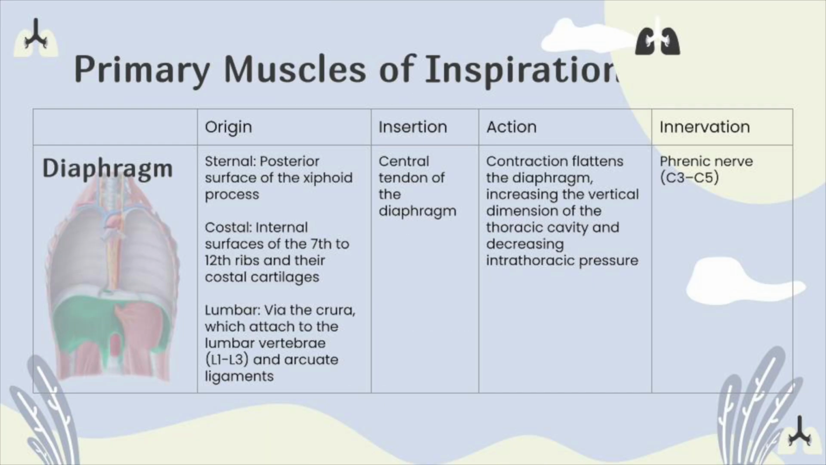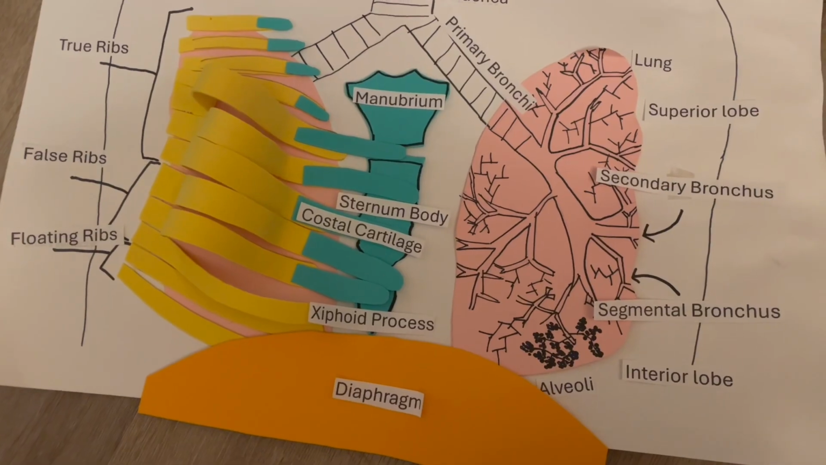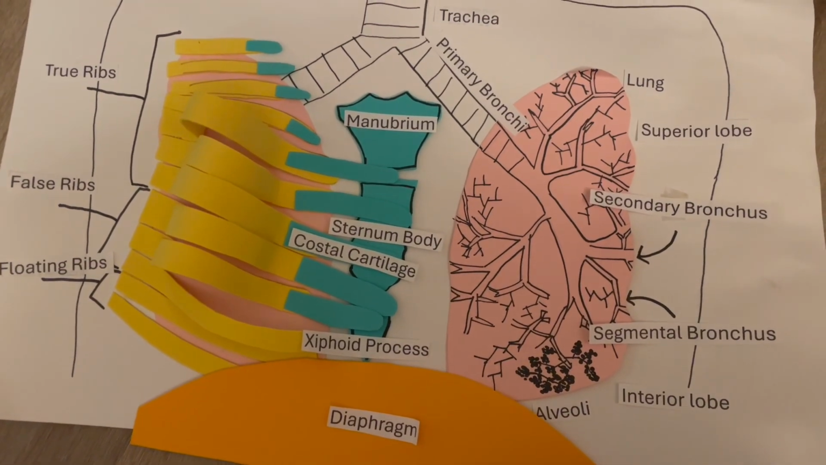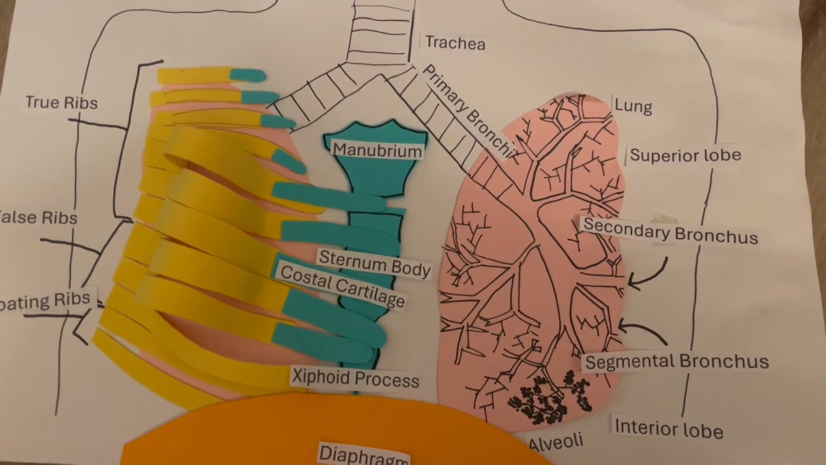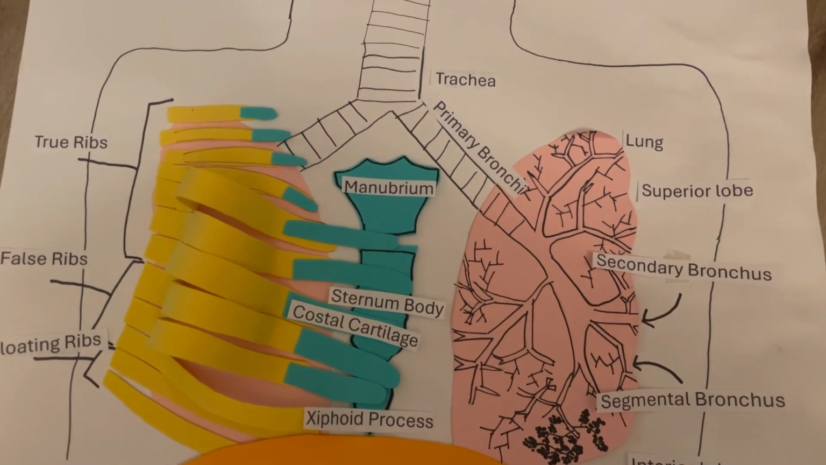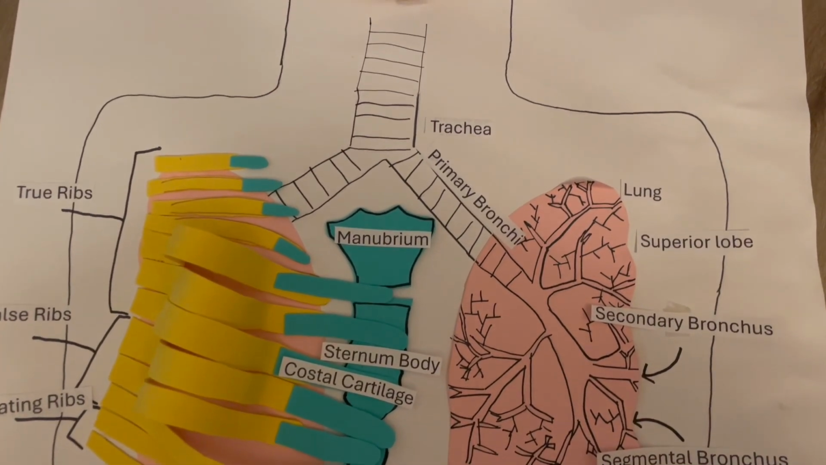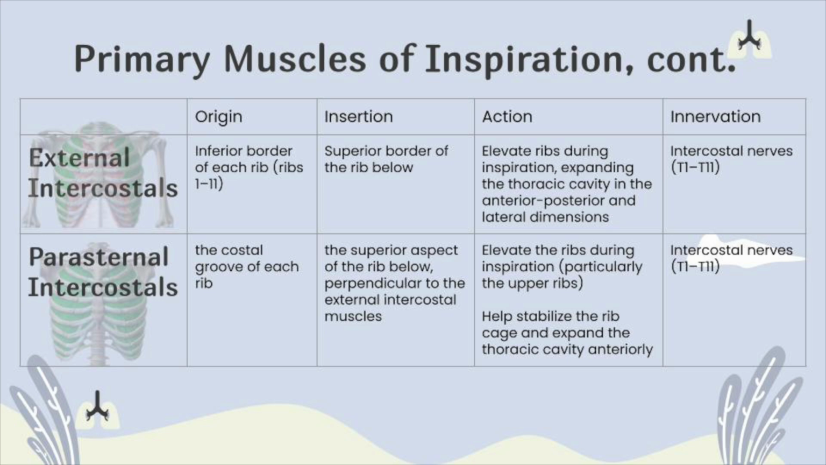The diaphragm is the major muscle of inspiration and accounts for about 60 to 75% of the air drawn into the lungs during quiet breathing. It is a dome-shaped muscle that separates the thoracic cavity from the abdominal cavity. It attaches to the xiphoid process, the inner surface of the lower six ribs, and the upper lumbar vertebrae via the crura. The second major group of primary inspiratory muscles is the external intercostals.